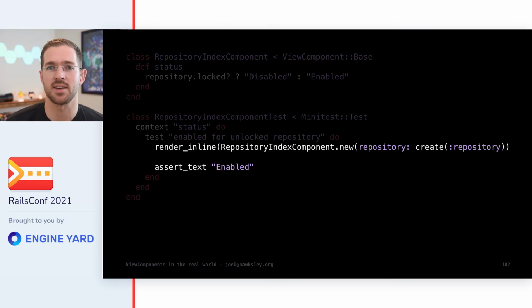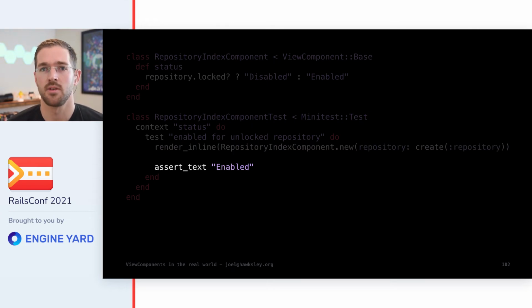But there's something fundamentally different about this test. Instead of asserting against the attribute of an object, like we did with the view model, calling view.status, we're asserting against what's actually presented to the user. And this is something we previously could only do with system or integration tests. And it's one of the main reasons we refactor our view models to be view components. It gives us the confidence that our view code is working correctly from the perspective of our customers.